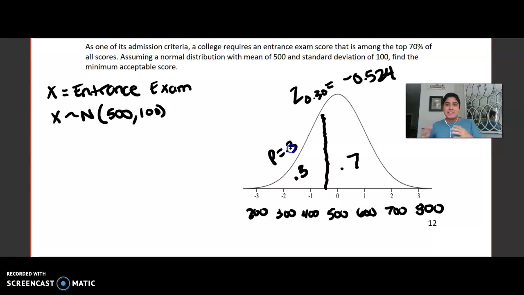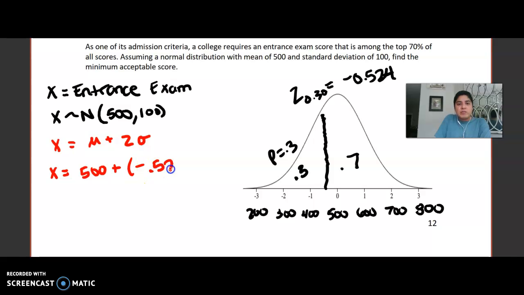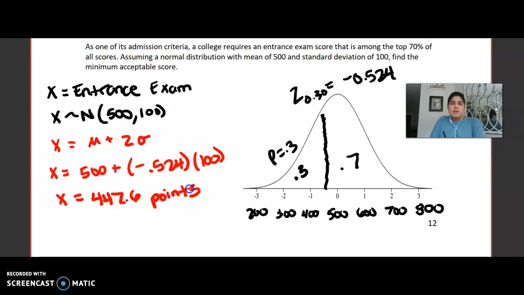So again, this idea of subtracting from 1, you're going to shade to the right instead of shading to the left, and I'm realizing I've mirrored, so right, not left. There we go. All right, so same thing here. We've got our z-score. And we're just going to use our inverse formula where x equals mu plus z sigma. So x will equal a population mean score of 500 plus the z-score of negative 0.524 times the standard deviation of 100. So the score that is the 30th percentile will be 447.6 points.